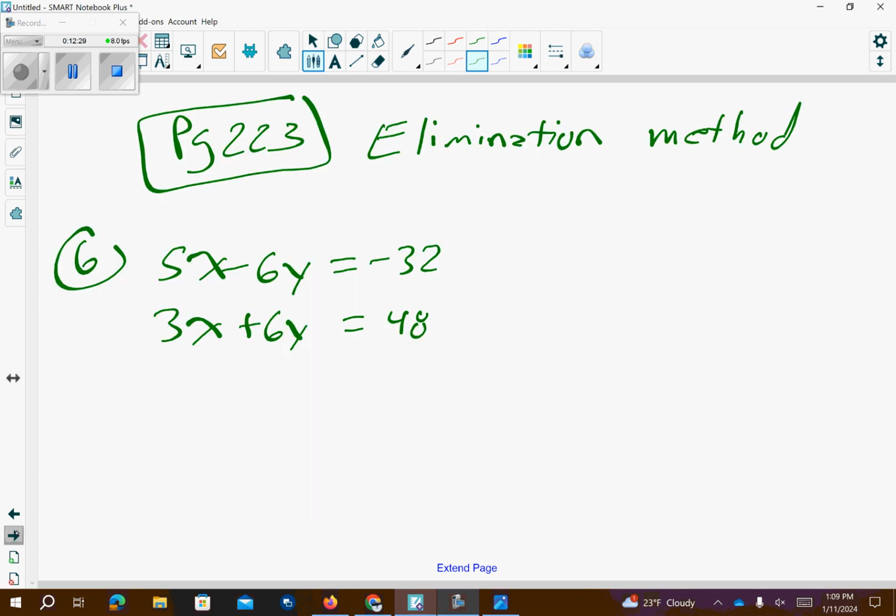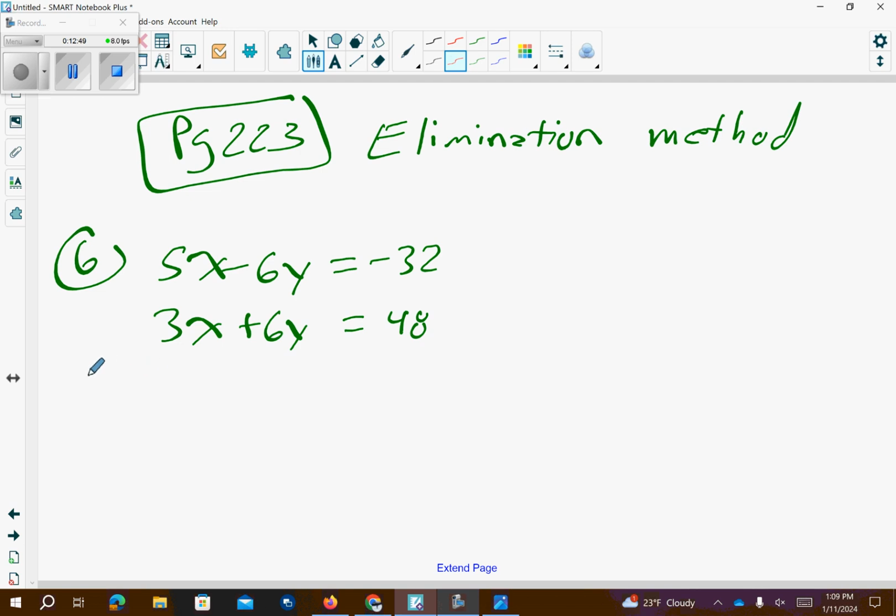Okay, this is the last method that I was going to teach you guys about how to solve linear equations. It's called the elimination method. When you're doing the elimination method, this is on page 223, the thing you want to look for is your x and your y value on both equations on the same side. If the answer is yes, elimination might be a good one for you.